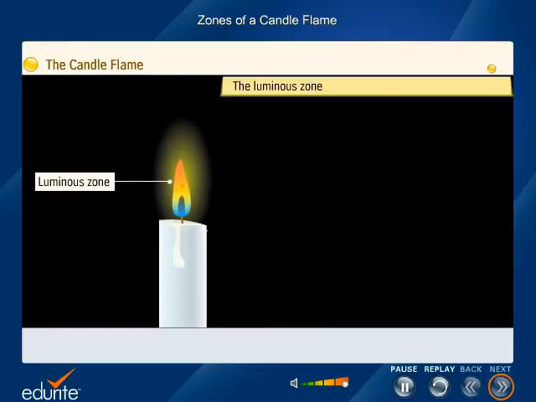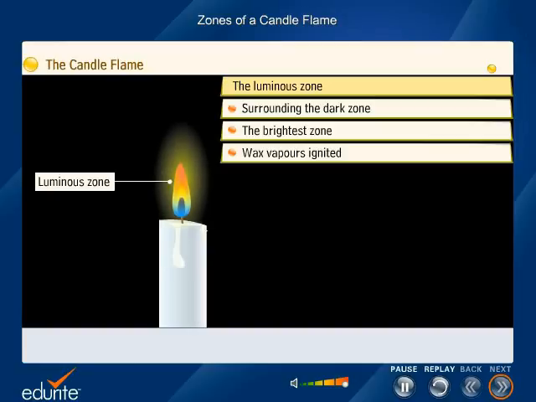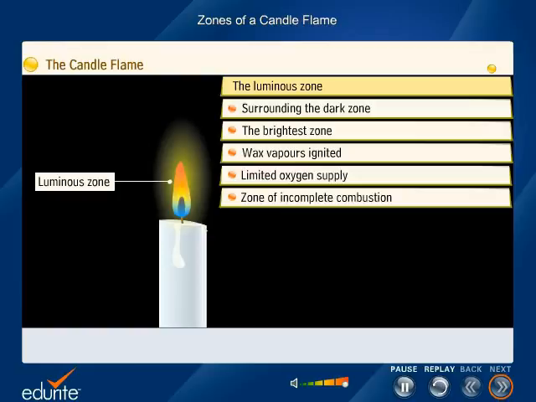Now watch the zone surrounding the dark zone. It is the brightest. This is the luminous zone. The wax vapors ignite and produce a yellow radiant flame. But why is this zone luminous? The oxygen supply not being sufficient here, the wax vapors and soot particles burn incompletely here. It is the zone of incomplete combustion.